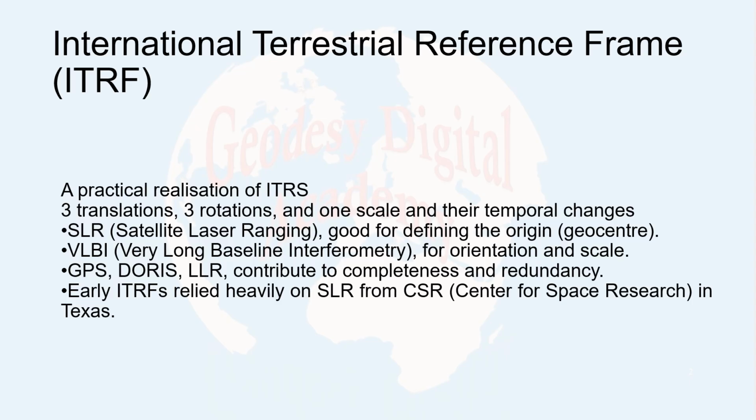The very early version of this ITRF system relied heavily on SLR, or satellite laser ranging, observations from CSR, the Center for Space Research, Texas. Based on the reference epoch for ITRF, the time that has passed from that, the velocity of the coordinates, and the initial coordinates, plus some corrections computed based on ocean tide, atmosphere, and other factors, the coordinates of the points at the new or current time can be computed.